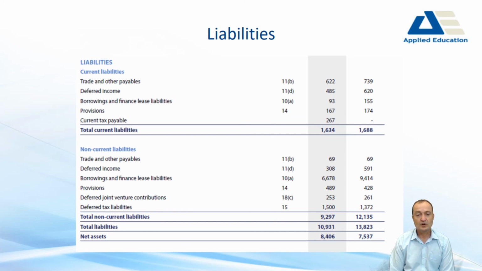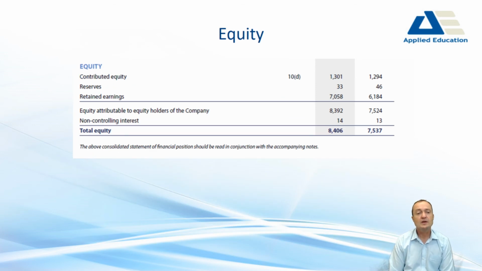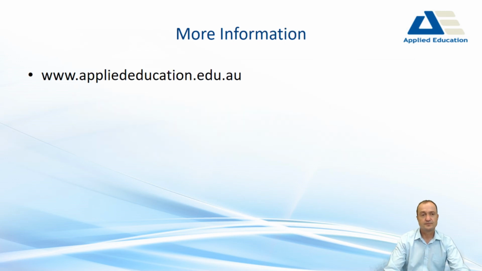So we've got total liabilities of 10.9. We've got net assets of 8.4 million, which in turn equals our equity. So that gives you a very basic overview of how a balance sheet works.